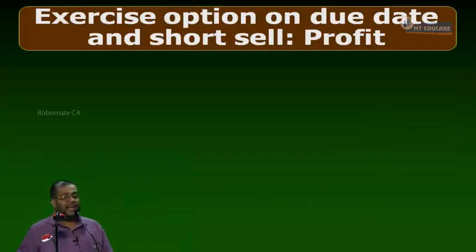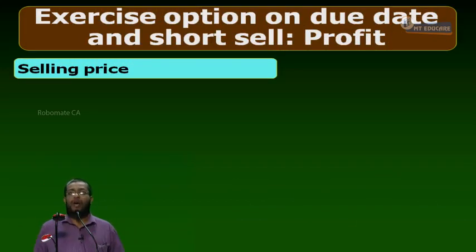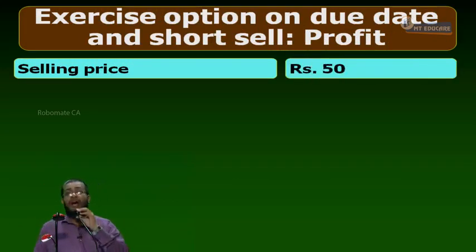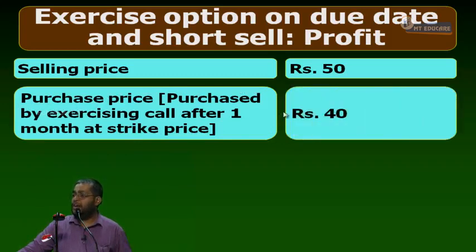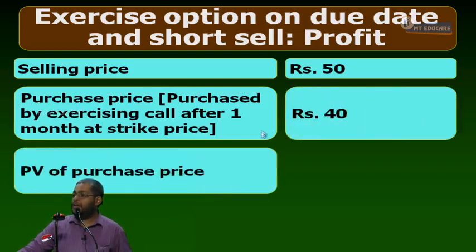Is that another option or not? Tell me. When I short sell today, how much do I get? 50. I can deposit this 50 for how many months? 1 month. And how much percent interest? 10%. So the purchase price, purchase by exercising the call option after what? 1 month. And the strike price, how much is it here? 40. Now, the present value of the purchase price.